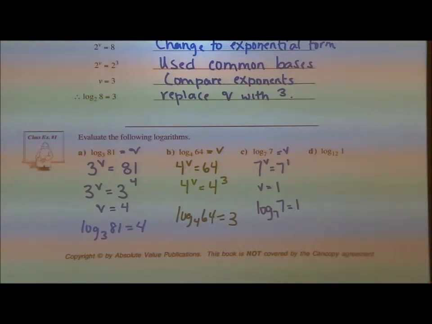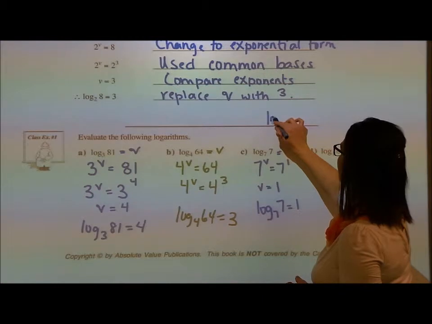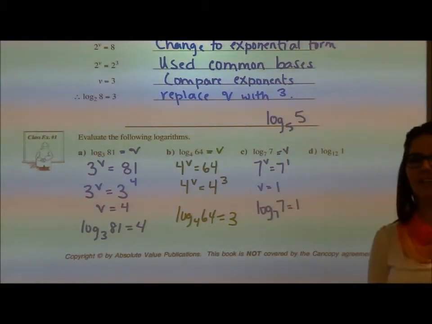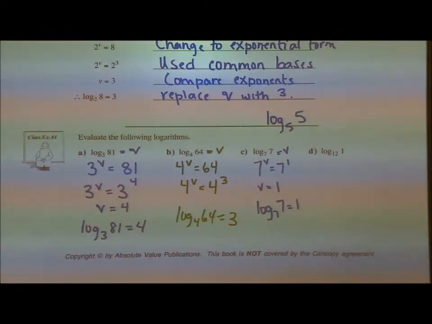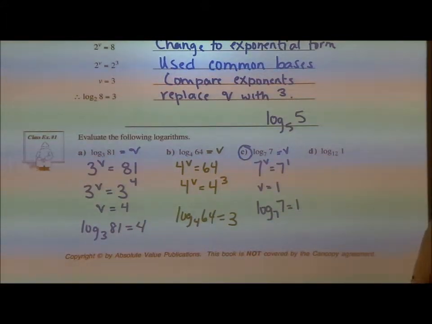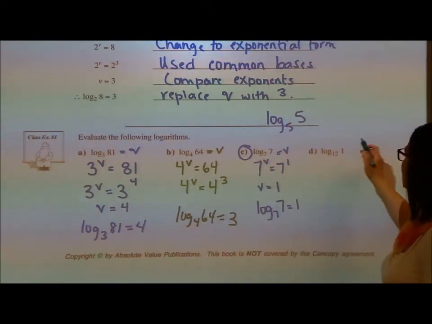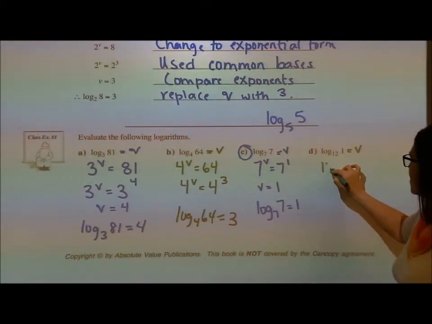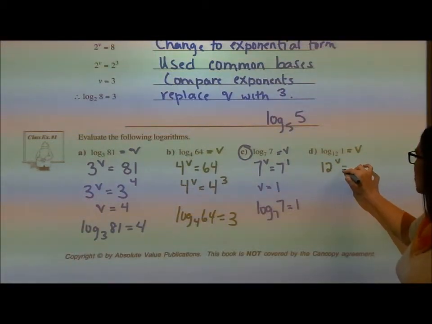What would log base 5 of 5 equal? So what would log base 8 of 8 equal? 1. So this is an important one to realize because when the base and the argument are the same, the value is always going to be equal to 1. So if I look at the last one, I get log base 12 of 1 equals v, so I get 12 to the power of v equals 1.